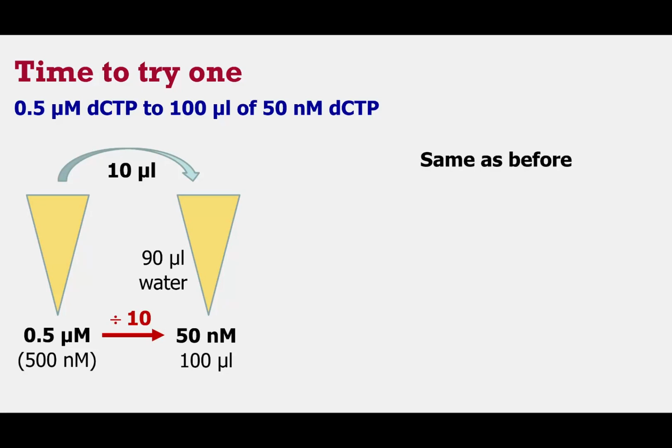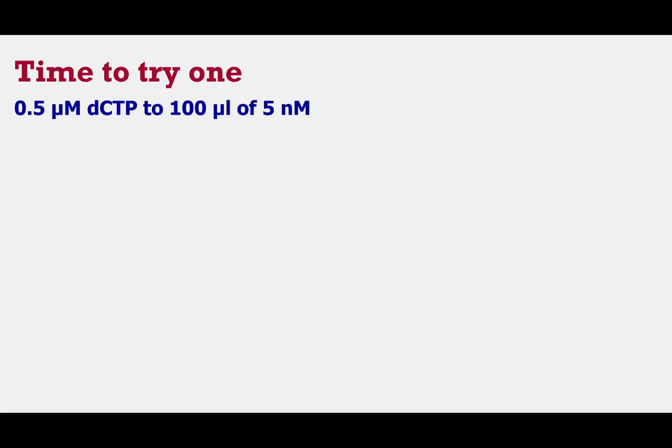We're going to need to take 10 microlitres of our stock, transfer it into 90 microlitres of water, and that will make our 100 microlitres of 50 nanomolar solution. The point is though, we won't then subsequently be able to take from that because we need that. So we've got to think about the other steps separately.